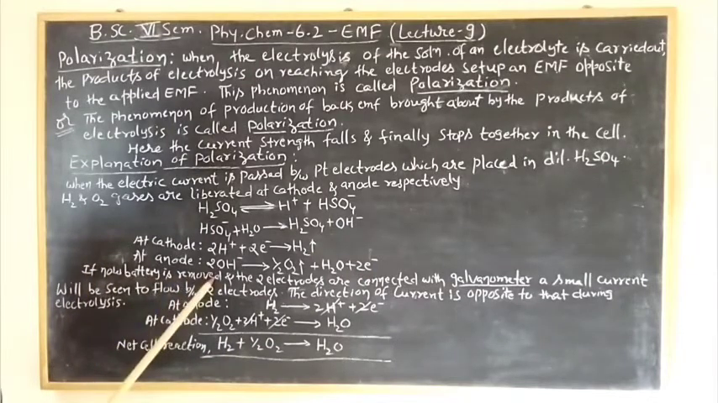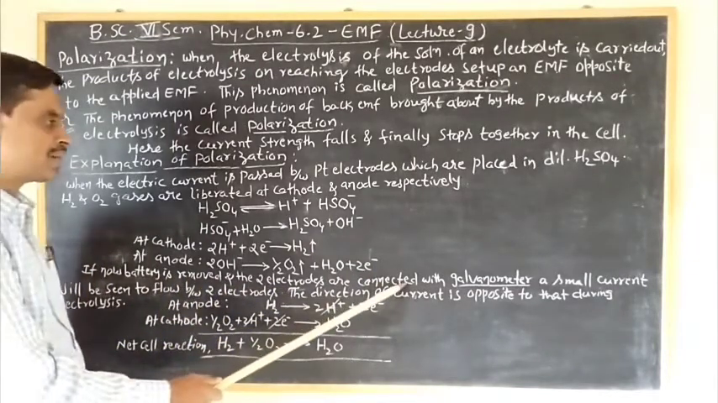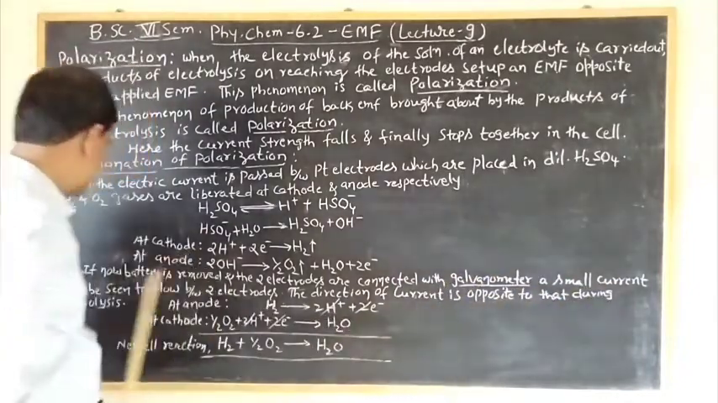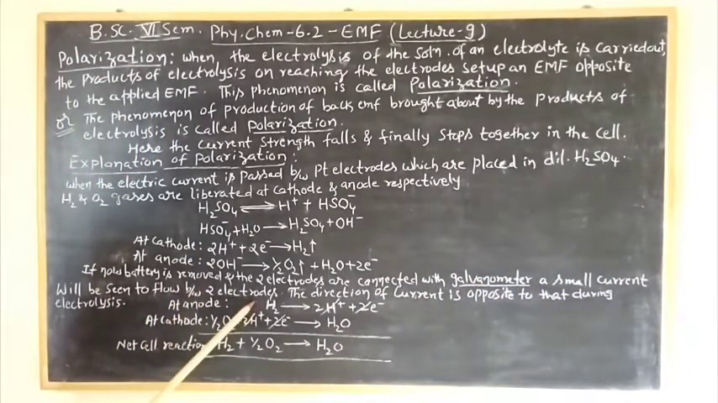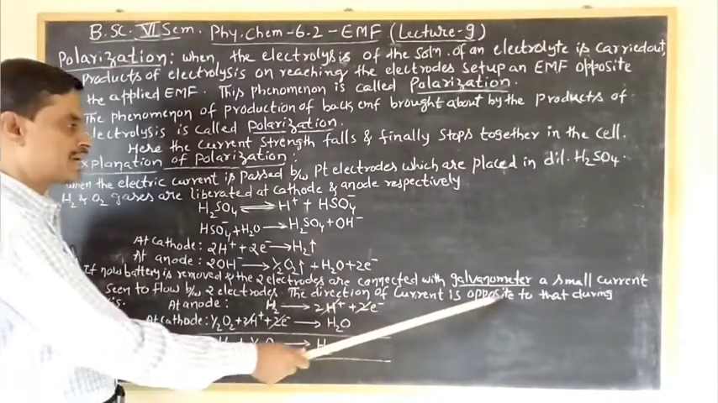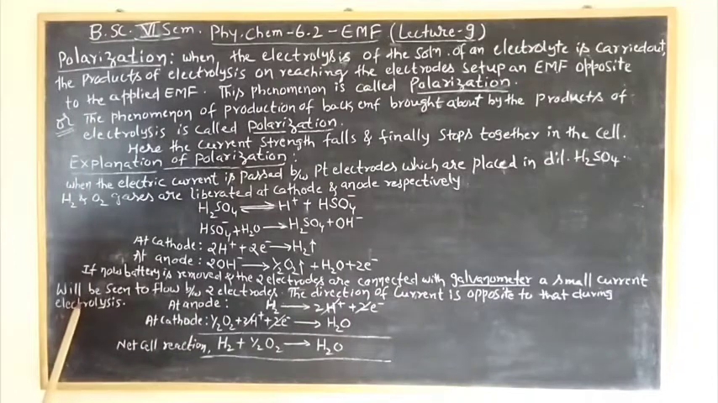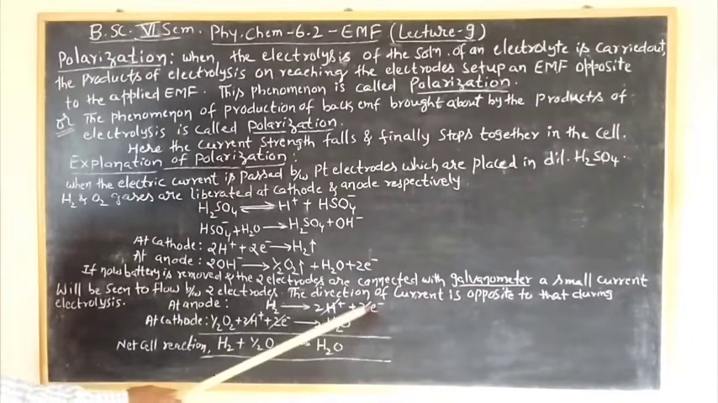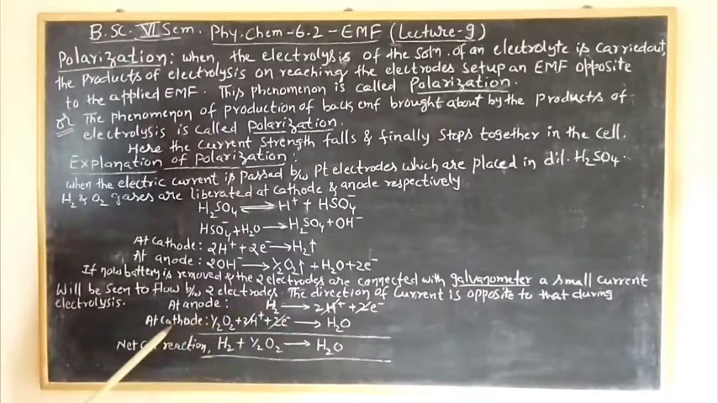Now if the battery is removed and the 2 electrodes are connected with a galvanometer, a small current will be seen to flow between the 2 electrodes. The direction of the current is exactly opposite to that during the electrolysis. That means these reactions take place: at the anode, hydrogen dissociates into 2H+ by liberating 2 electrons. Then these 2 electrons react with half mole of oxygen and 2H+ ions at the cathode to form water. By adding these two, you get the net reaction. The net cell reaction is H2 plus half O2 gives H2O.